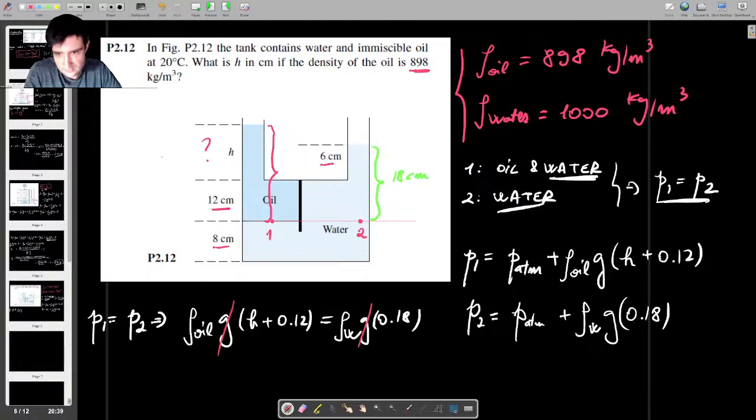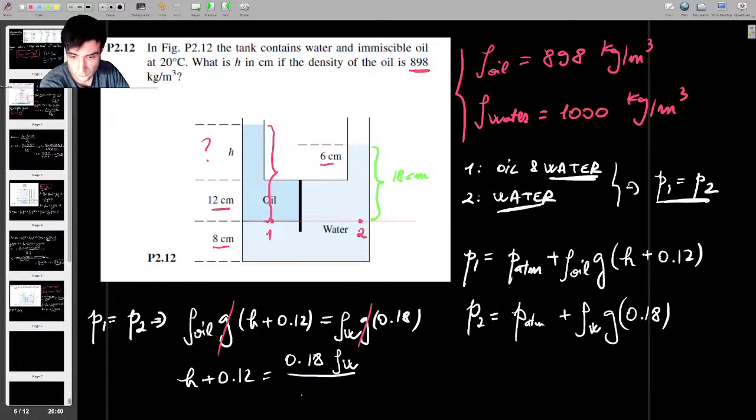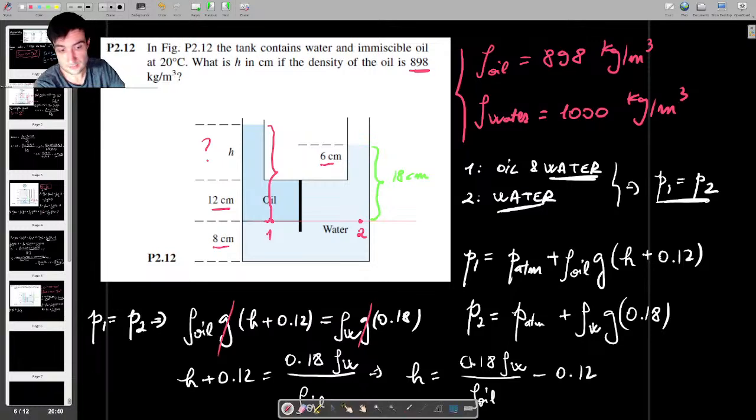I've already cancelled the atmospheric pressures, so I don't have to write them again. And then we cancel out the G's, which is nice because now we have a more succinct expression. So when you rearrange, remember we're trying to find H here. So we have H plus 0.12 is equal to 0.18 times density of water divided by density of oil. So I'm gonna say that H is 0.18 times density of water over density of oil, minus 0.12.